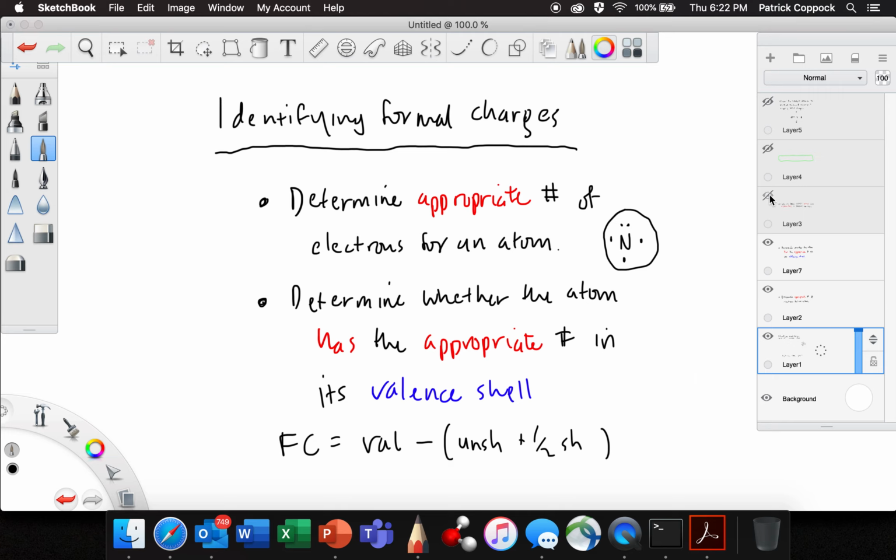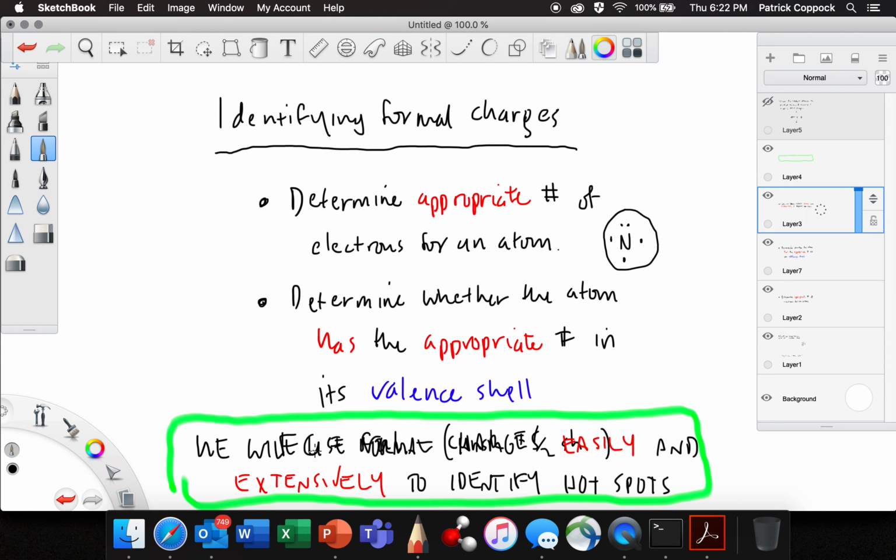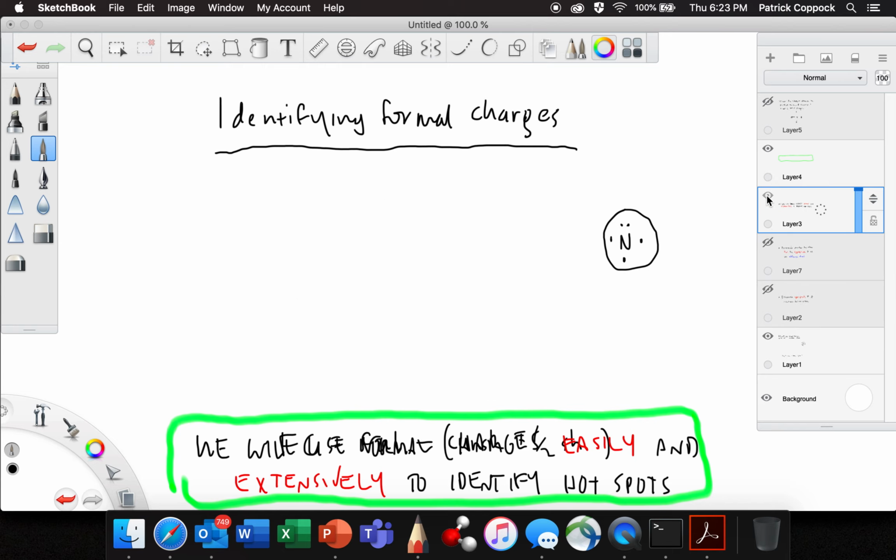So I'm afraid I overwrote something, but look behind here now. We are going to use formal charge easily and extensively to identify hotspots. Pretend you can read that. Pretend that's not overwritten, okay? And I'm going to emphasize that, say it again. We are going to use formal charge easily and extensively to identify hotspots. All right, so let's go and show how we might do this.